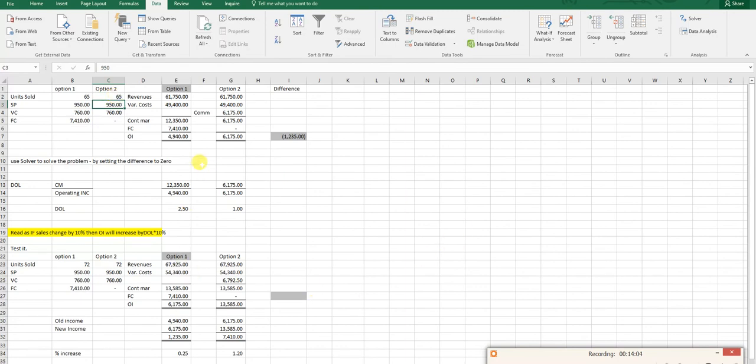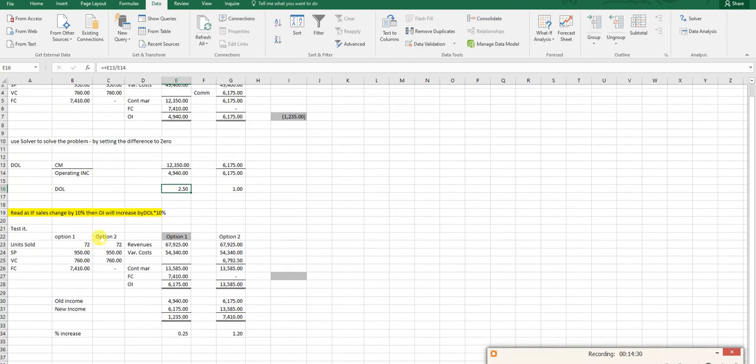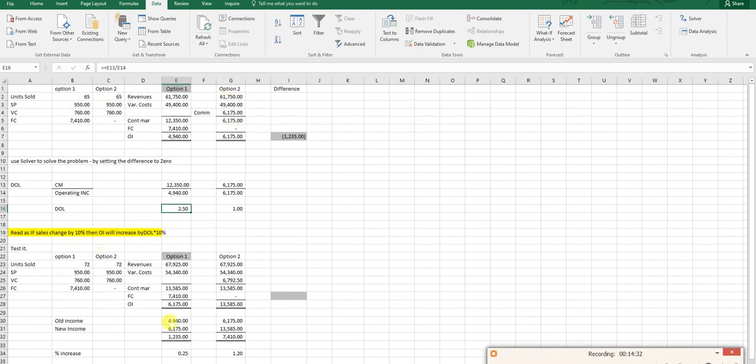Okay, so notice degree of operating leverage is just contribution margin divided by operating income. So I brought those down here. Again, I didn't need to do this formula again. I could have just made this cell that divided by that. Okay, so contribution margin divided by operating income. So this one's 2.5 and 1. And all I did down here is copy this down again and said, okay, does it work?